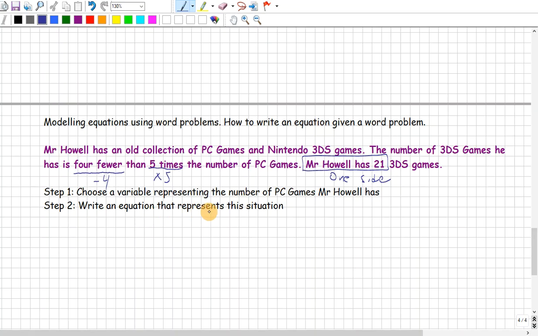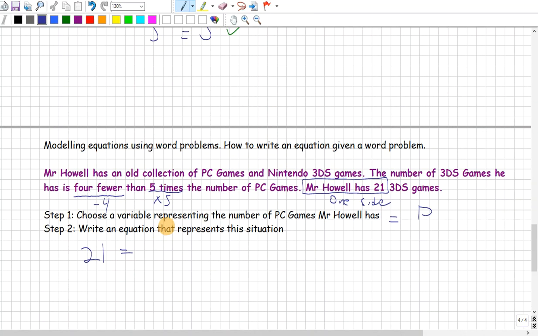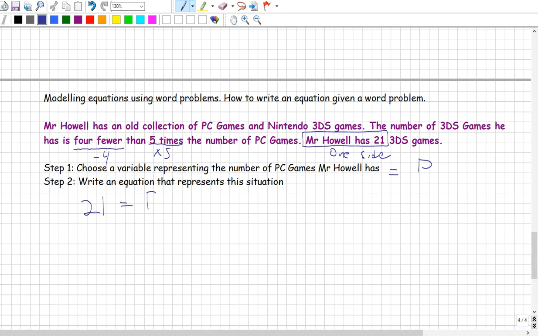So choose a variable representing the number of PC games Mr. Howell has. I'm going to choose P. Step 2, write an equation that represents this situation. We already have one side of the equation, which is 21. Mr. Howell has 21 3DS games. It's probably pretty close. And that's going to be equal to, start with your variable of P. So I'm going to put the variable P in the equation, just so I have it there.